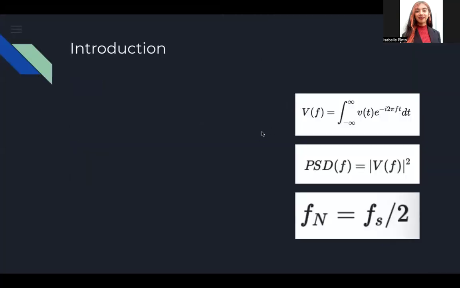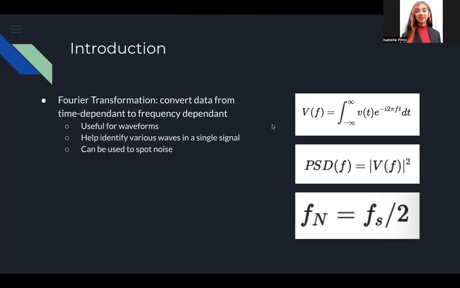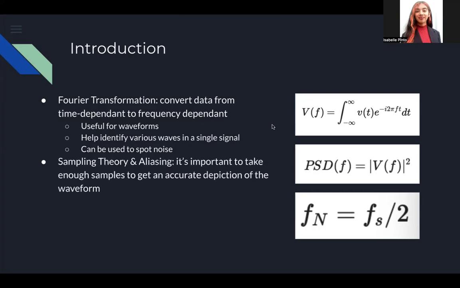First, a quick introduction to waveforms and sampling theory. The Fourier transformation is used heavily in this lab, and this allows us to convert data from time-dependent data to frequency-dependent data, which is very useful when we're analyzing waveform data. It'll allow us to identify multiple waves that have different frequencies, which are all put together in a single signal. So we will be using the first equation on the right there. We can also use the Fourier transformation to spot noise.